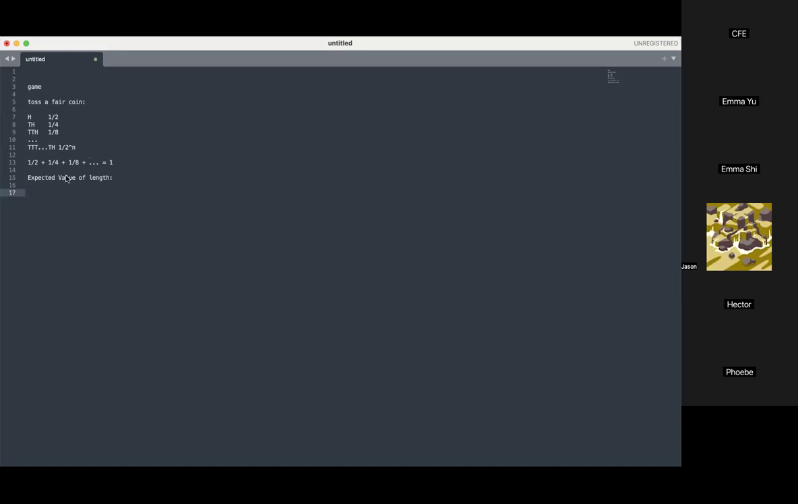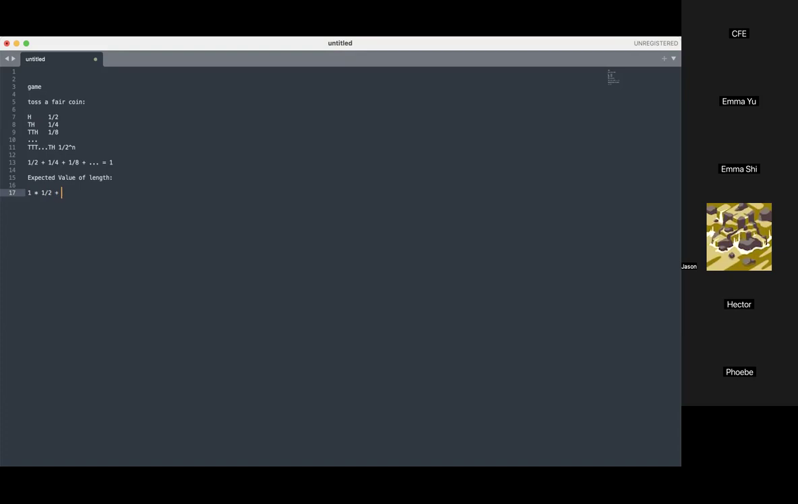So it's the expected value of length, right? H has a length 1, so the value is 1, right? Now I remember. First find the value and then find its corresponding probability. So what's the probability of H? 1/2. Yes, 1/2. Cool. And can you get the second term?